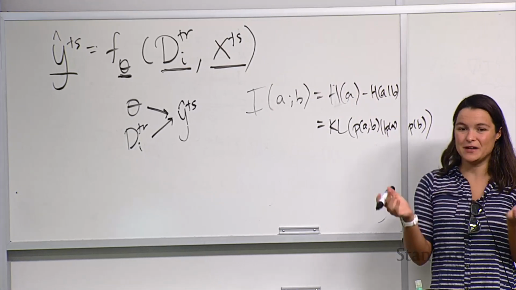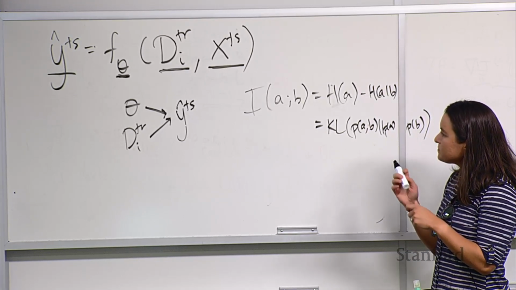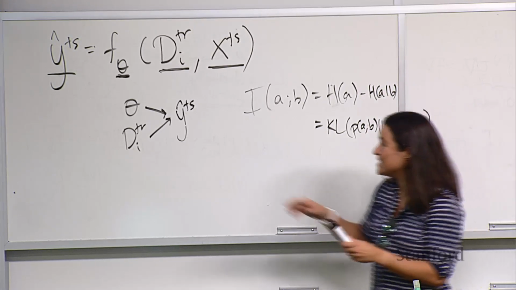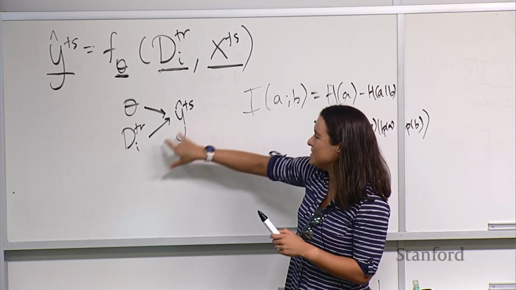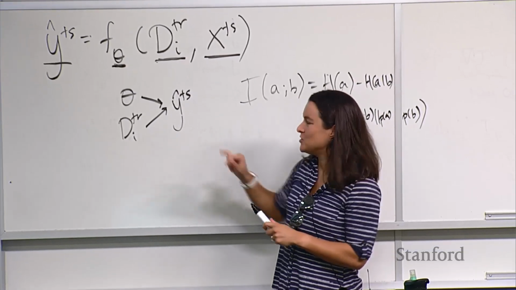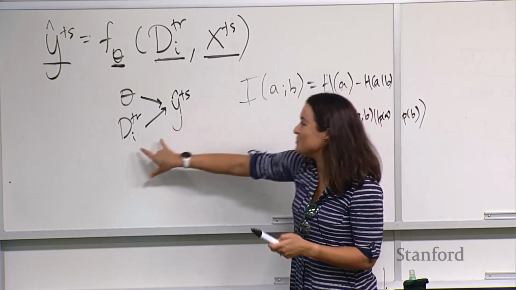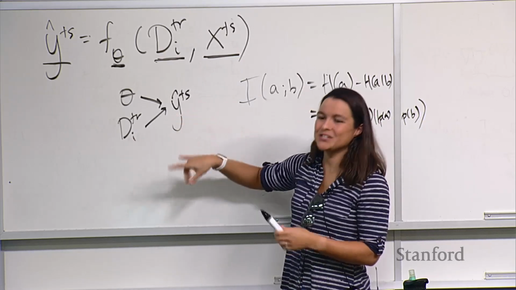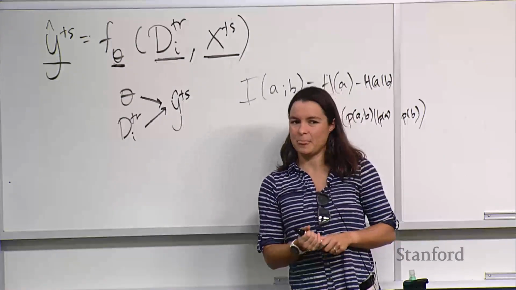If they're completely independent, then they have zero mutual information. By trying to maximize that mutual information, it means that we want y to actually change when dtrain changes. If we're able to maximize that quantity, that means that when we change dtrain, y will actually change, and that means that it will actually rely on dtrain rather than completely ignoring it.